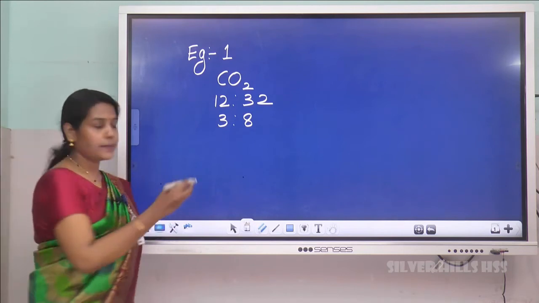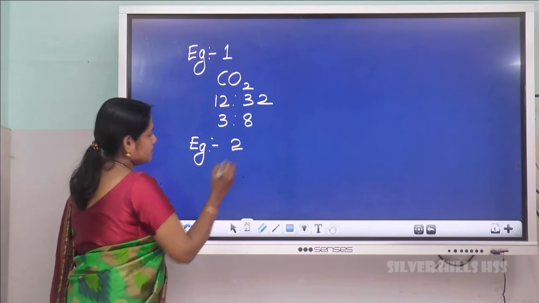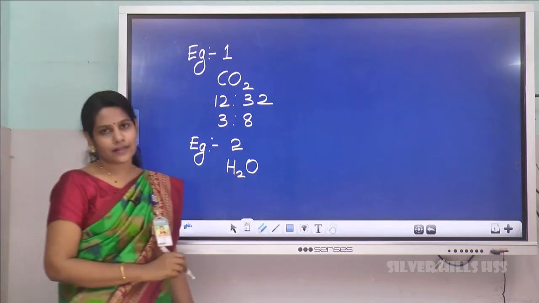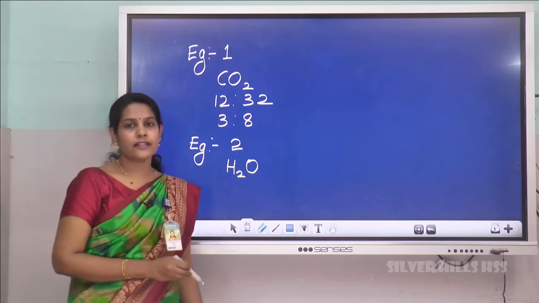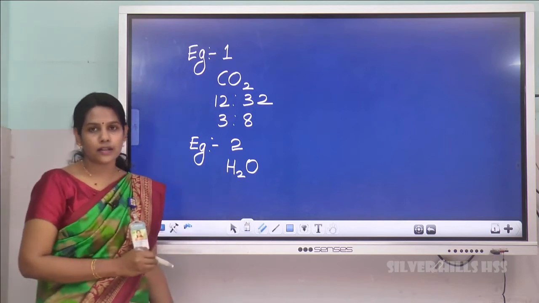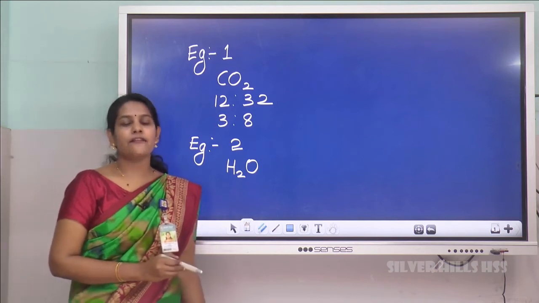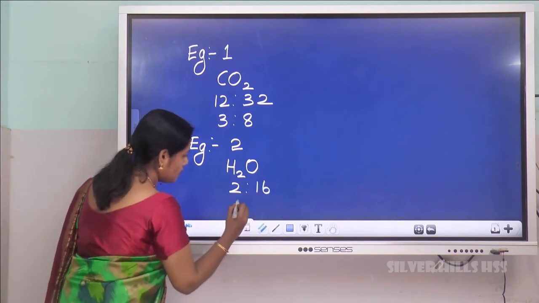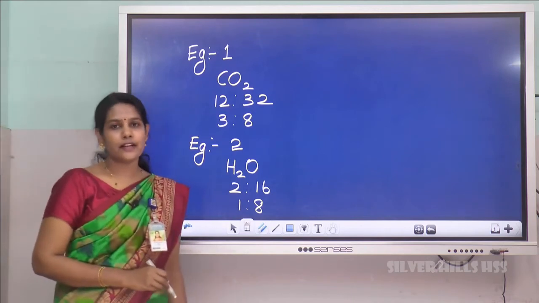Now let us take another example. That is pure water. There are different sources from which water is obtained, for example, wells, rivers, lakes, etc. So irrespective of the source, the given compound water always contains the elements hydrogen and oxygen combined together in a fixed ratio, that is 2:16 or 1:8. So this is the law of definite proportions.